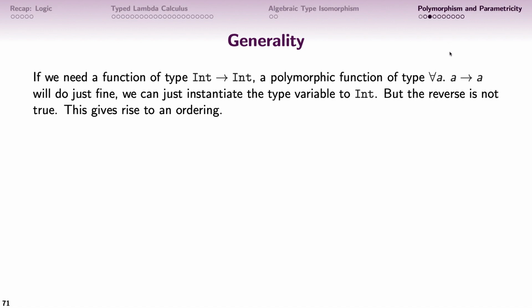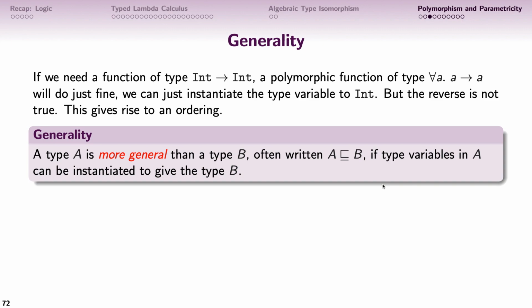But if my program required a function of type for all a, a to a, and I gave it a function of type Int to Int, that's not good enough. The function that the program expects must work on any type a, not just on integers. So this means that we have an ordering on types as to how general they are. How many situations could I use them in? We say a type A is more general than a type B if I could replace some of these variables, like lowercase a and lowercase b, with concrete types, and then I would get the type B.